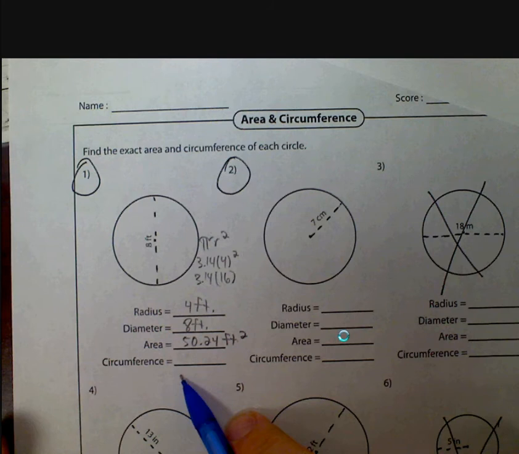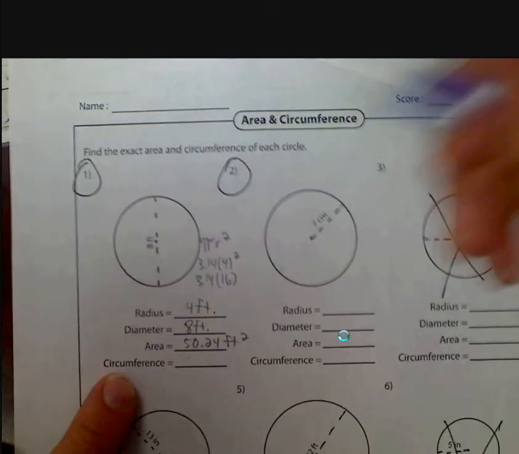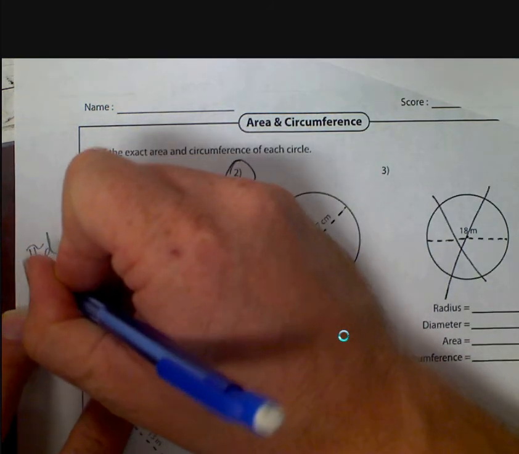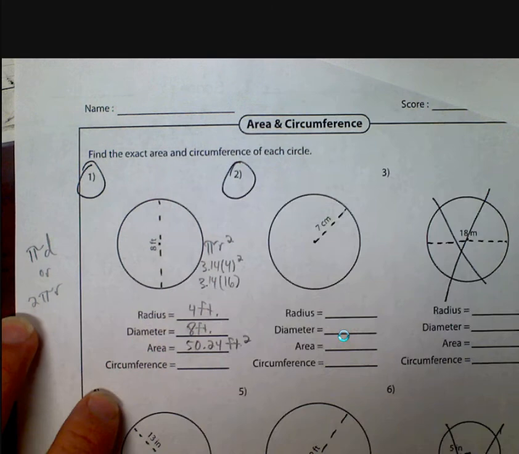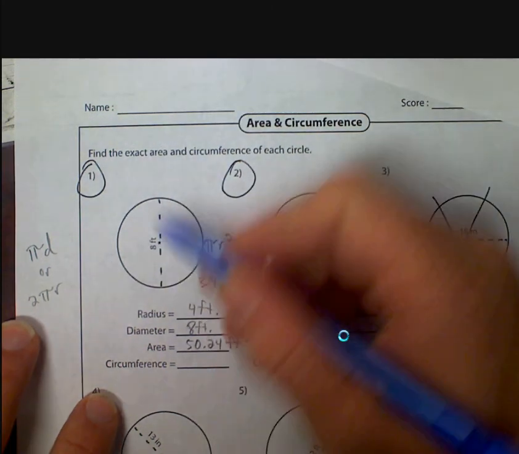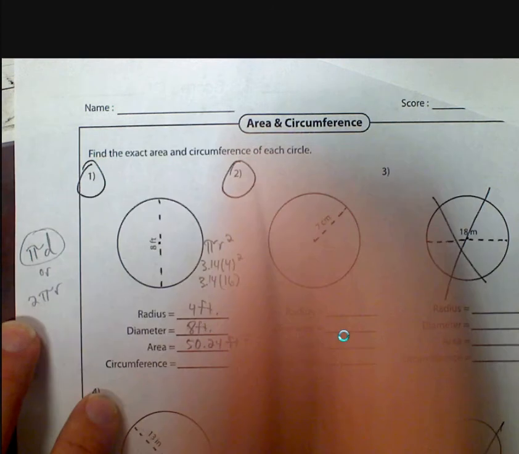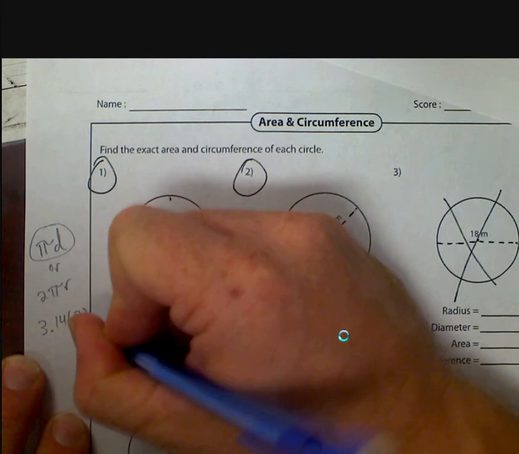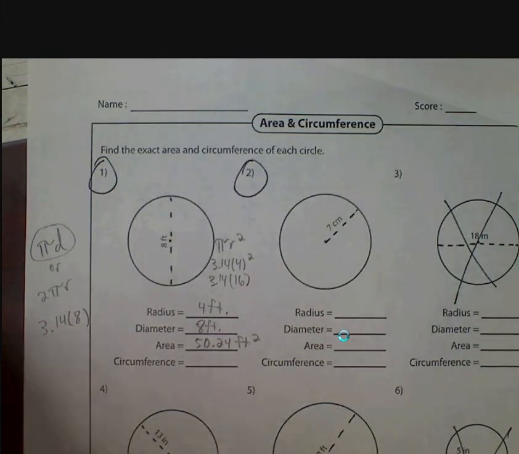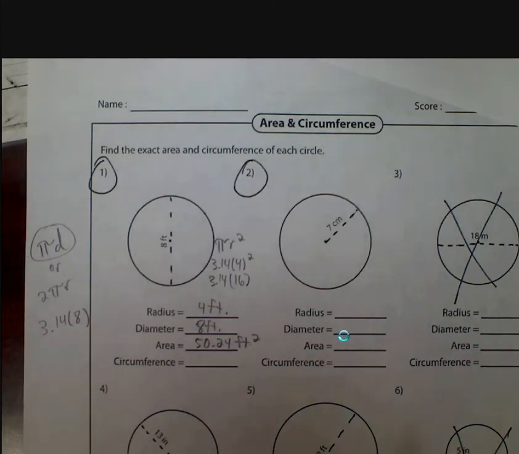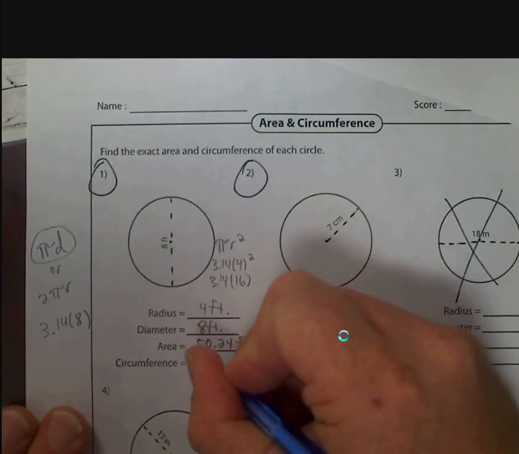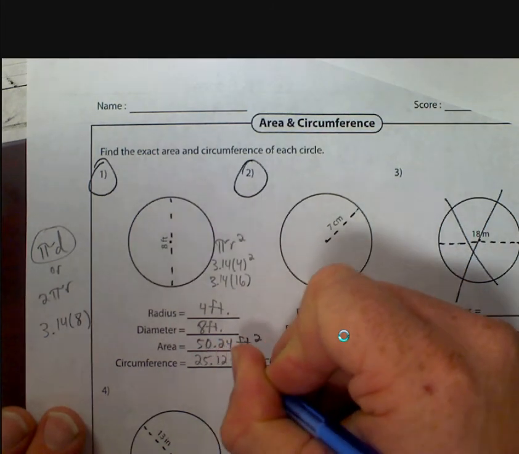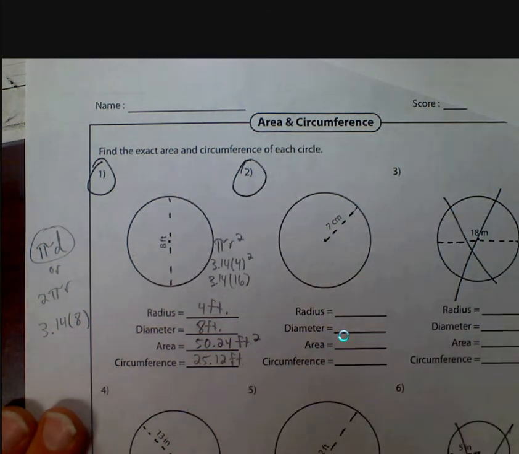With my circumference, I'm going to use either pi d or 2 pi r, depending on what they give me. They give me the diameter, so I'm going to use pi d. Pi d would be 3.14 times my diameter, which is 8. 3.14 times 8 gives me 25.12 feet. That is my circumference.